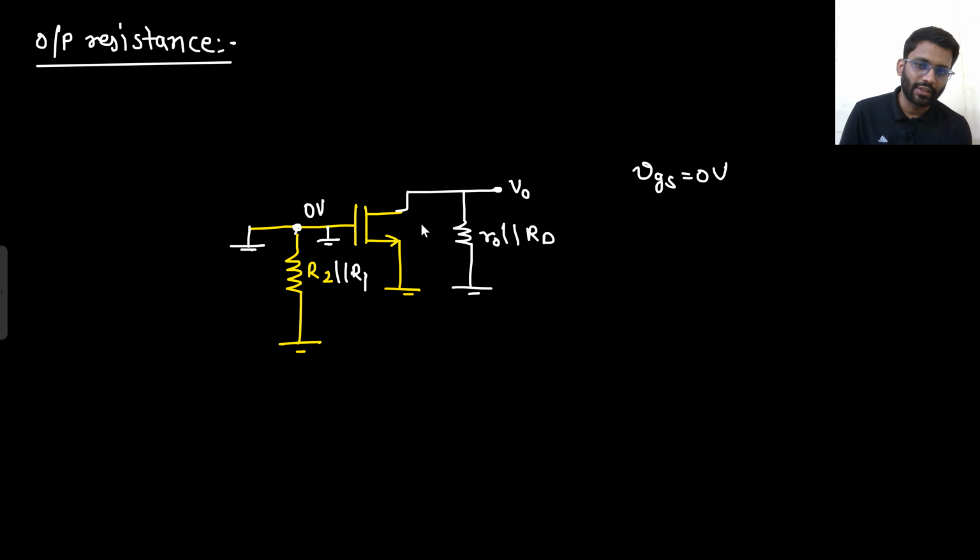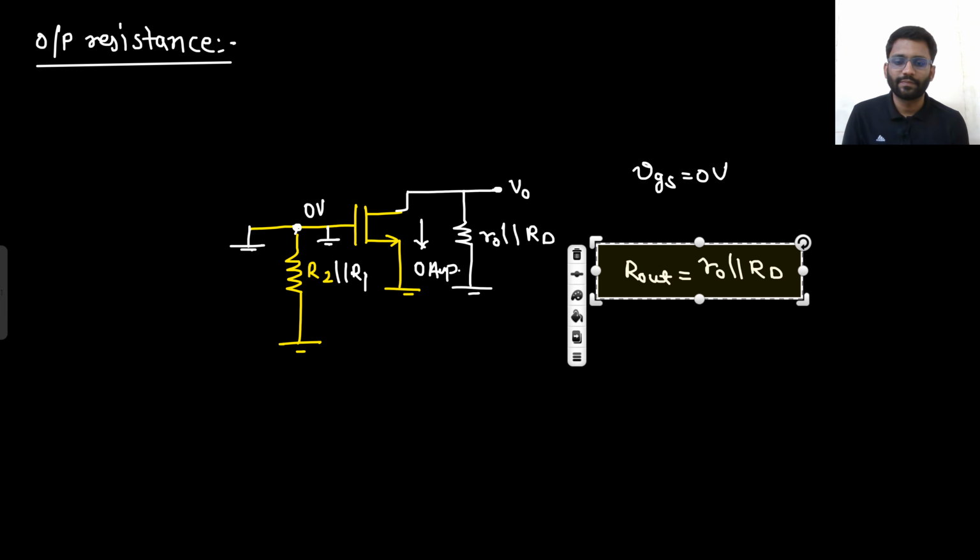Here there is 0 ampere current. So from V naught to ground, what do you see? R naught parallel with RD. So what is your output resistance? R naught parallel with RD. That's it. This is your output resistance.